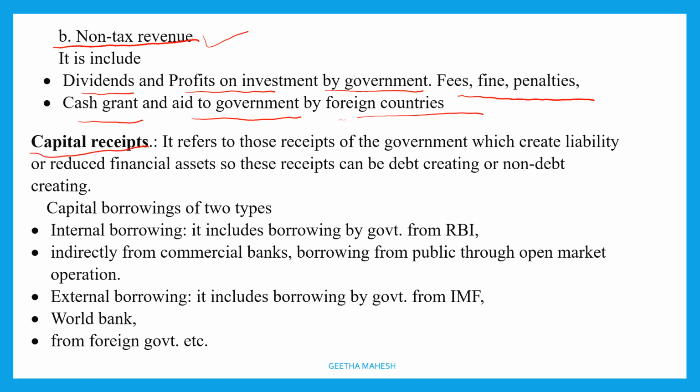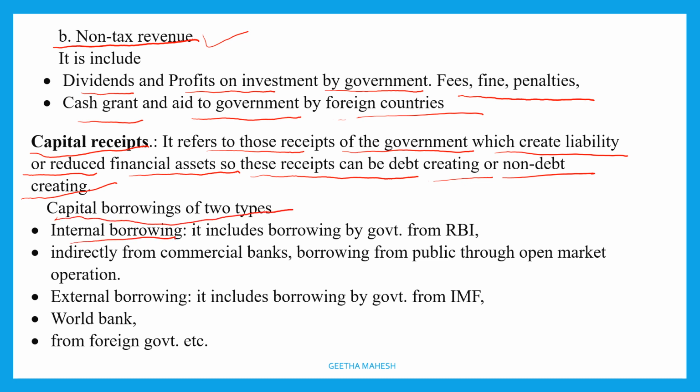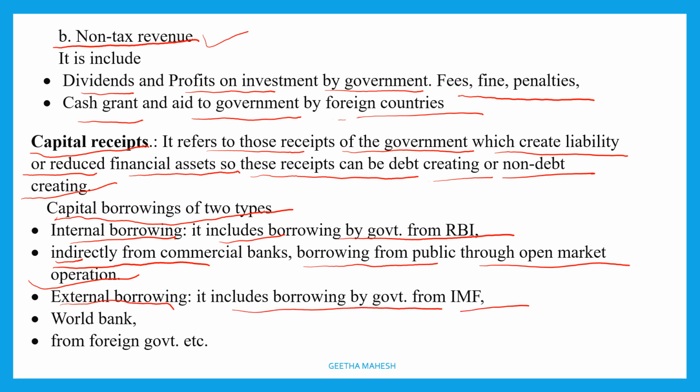Then what do you mean by capital receipts? It refers to those receipts of the government which create a liability or reduce financial assets. So these receipts can be debt creating or non-debt creating. Capital borrowings are of two types. Internal borrowing, it includes borrowing by government from RBI directly and indirectly from commercial banks and borrowing from public through open market operation. External borrowing, it includes borrowing by the government from IMF, World Bank and even from foreign governments, etc.